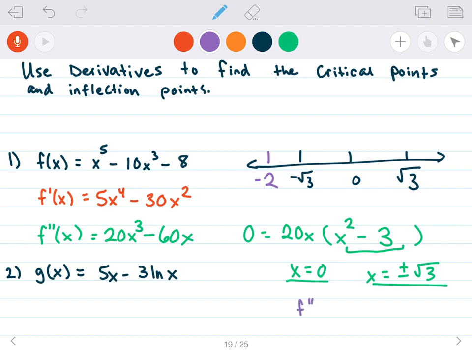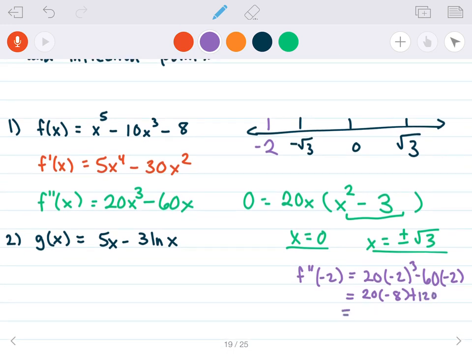So f double prime of negative 2 is equal to 20 times negative 2 cubed minus 60 times negative 2. Simplify this out: 20 times negative 8 plus 120. Negative 160 plus 120, so this is negative. So at negative 2, we're going negative. Now I want to look at something to the right of negative root 3.